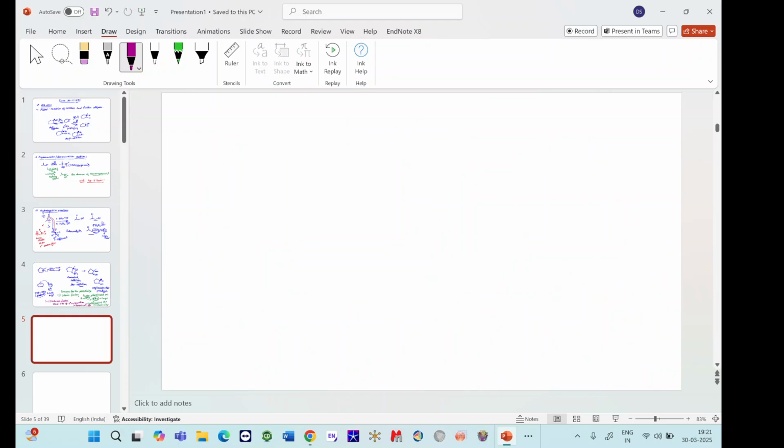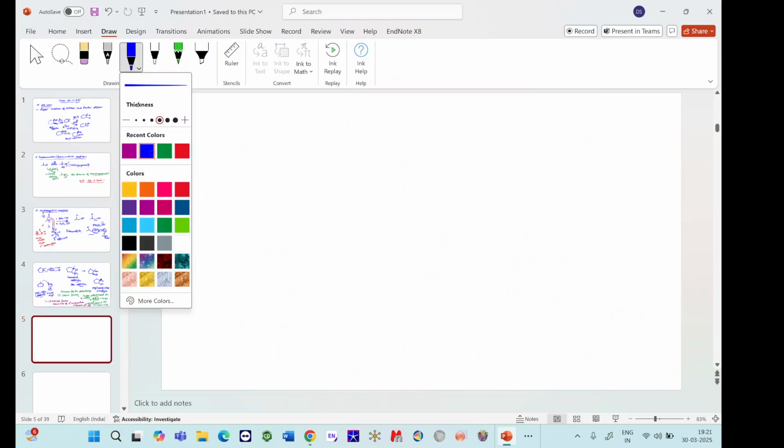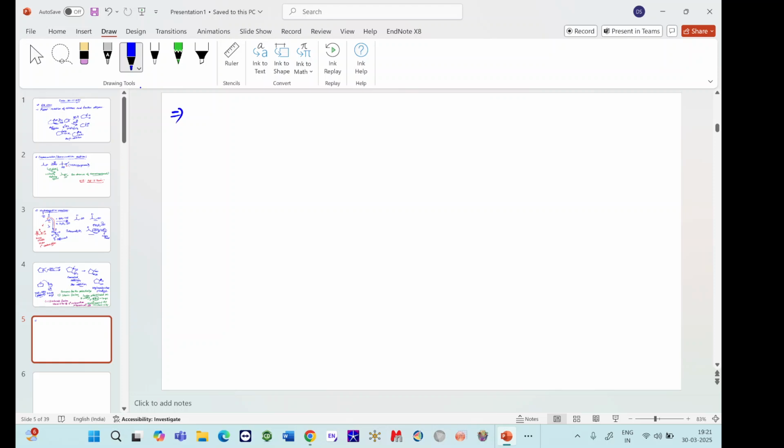Okay, so let us move to our next reaction, which is another syn reaction, which is called osmium tetroxide oxidation. This is also regioselective syn addition.